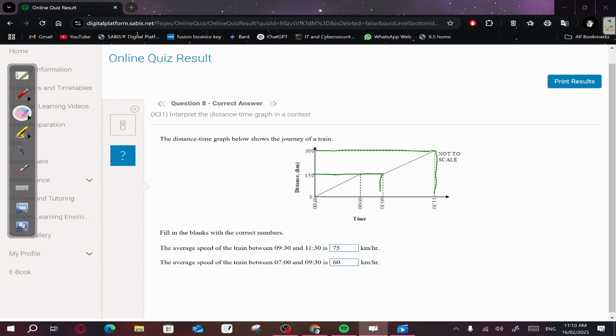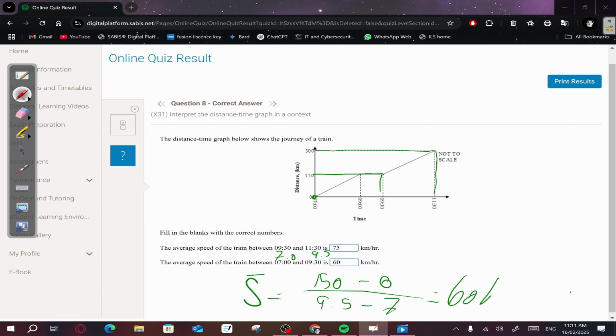Part B. This is 7.0, this is 9.5, so straight away 9.5 minus 7. Now at 9 hours and 30 minutes, we said it was 150, and at 7, it was 0. So 150 minus 0 over 9.5 minus 7 gives me 60 kilometers an hour. And this is my final answer.